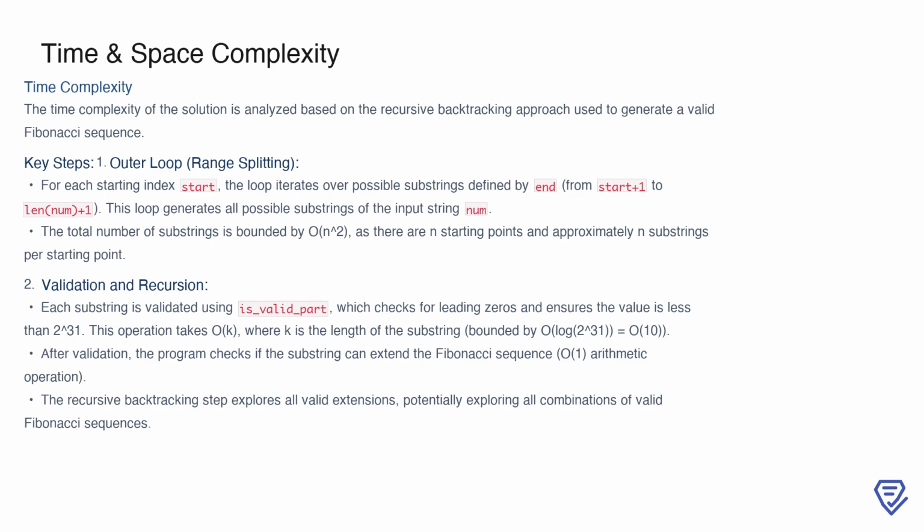After validation, we check whether the substring can extend the Fibonacci sequence using simple arithmetic, which is an O(1) operation. Finally, the recursive backtracking step explores all valid extensions, potentially generating all combinations of valid Fibonacci sequences. This exploration is the most computationally intense aspect of the algorithm.